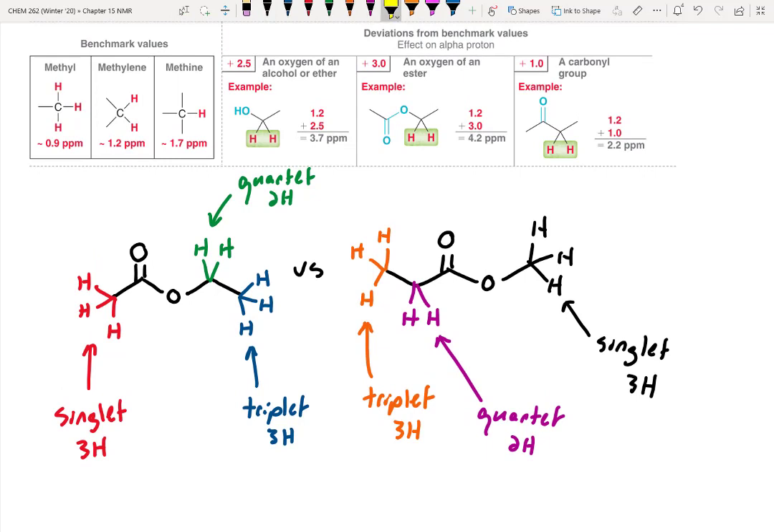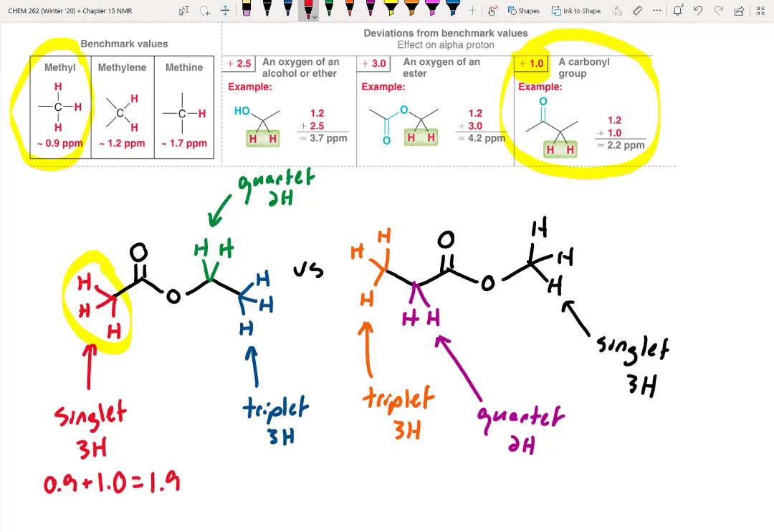So let's try to focus in on this one right here. What I would first do is go to this guide and say, this has a benchmark value of 0.9. And then I'd say, well, this group of protons is attached to a CO double bond, meaning a carbonyl group. So then I would go over here and say, it's attached to a carbonyl group, which means I need to add one to that benchmark value. So this would show up at 1.9 ppm. Does that make sense? We can use that as benchmark value.